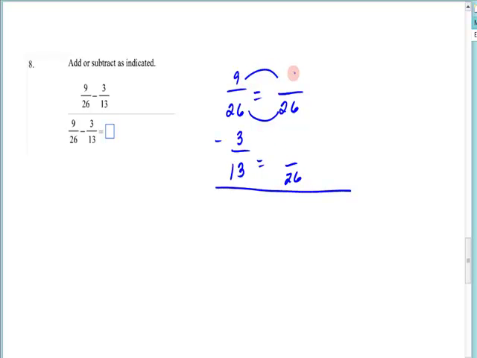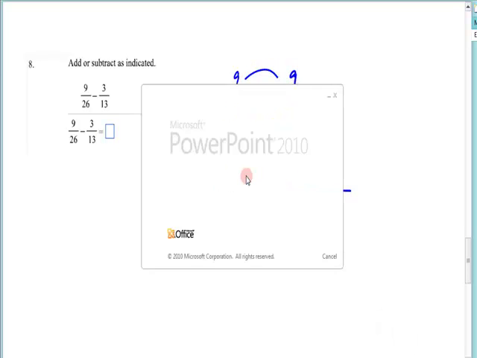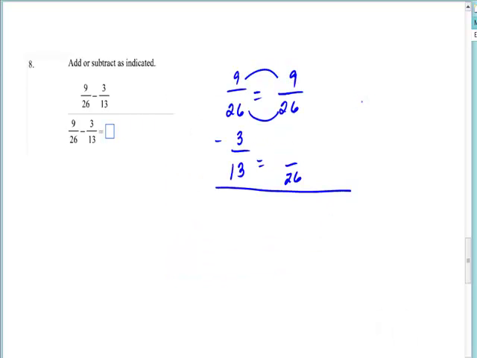26, no change, so no change on the top. Oh, I'm so sorry. 13 goes into 26 2 times, and 2 times 3 is 6. It is subtraction. So I have 9 minus 6, which is 3, over 26. No common factor. I'm done.